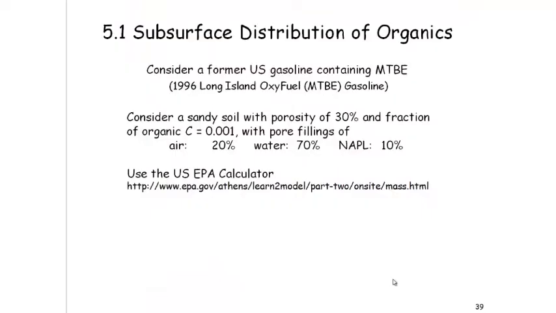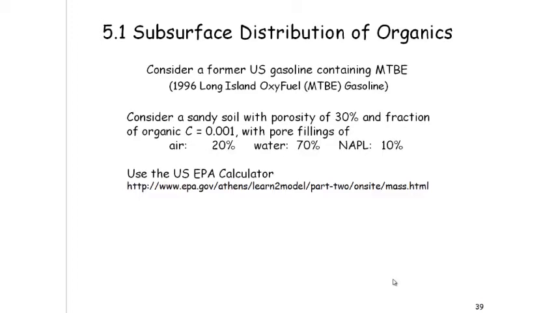Well, there are some useful calculators that are available, and we'll use those to get a quick view of how certain contaminants might partition between phases at equilibrium. Let's look at one case that's handled in this calculator. It's a gasoline that contains methyl tert butyl ether, MTBE. And let's treat it as occurring in a sandy soil that has 30% porosity, has some organic carbon, which we'll see later is important in terms of absorption, and has pore space of 30%, 20% of which has got air, 70% water, 10% contains actual gasoline NAPL.